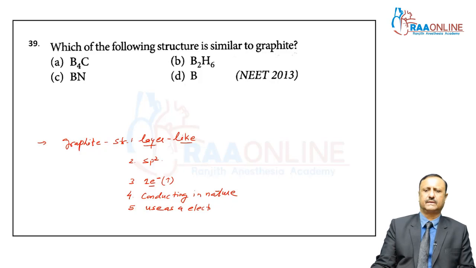Now, we can see the structure of graphite is the same as, my dear students, BN, boron nitride. Boron nitride and graphite have the same structure, a layer-like structure. So, you can go to the answer, that is C. Question number 39, the answer is C.